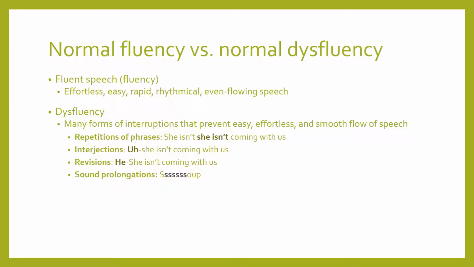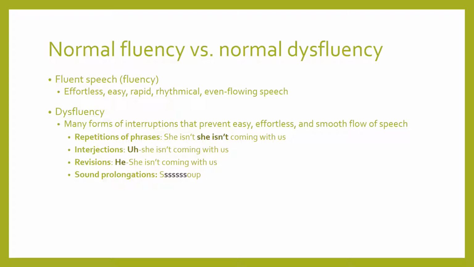So the first thing you want to understand is what fluent speech is, right? What normal fluency is, and that is just effortless, easy, rapid, rhythmical, and even fluent speech. So it means that speech comes out naturally. We're not having a lot of effort to talk. We have a rise and fall in our voice, and we have a little bit of a rhythm to it, right? We don't stop in the middle of what we're saying.